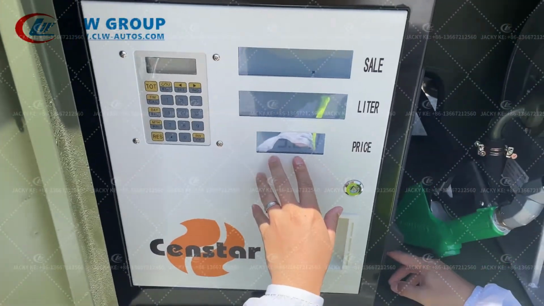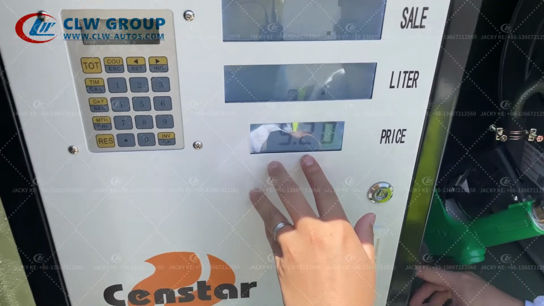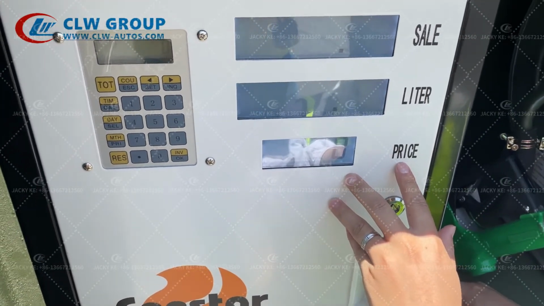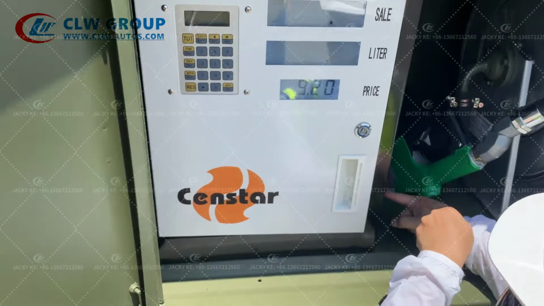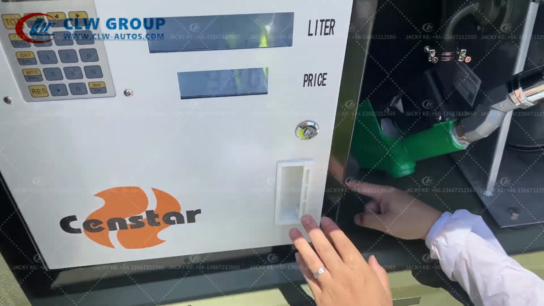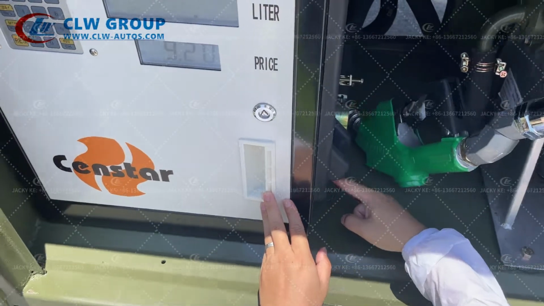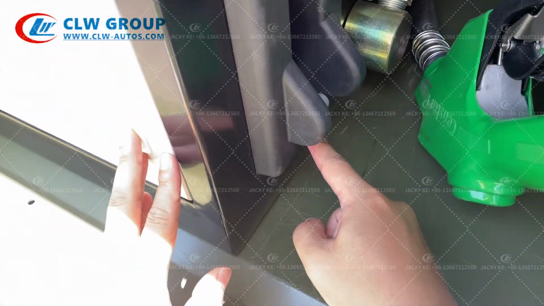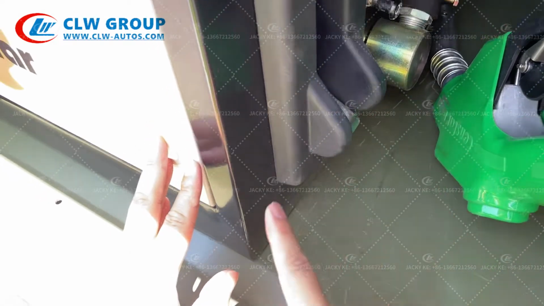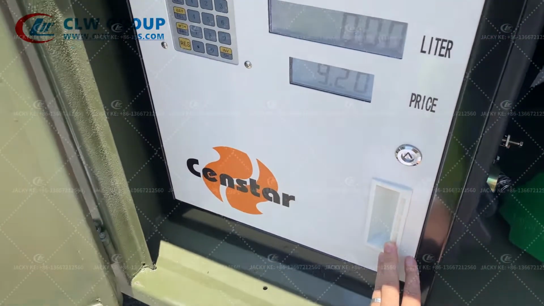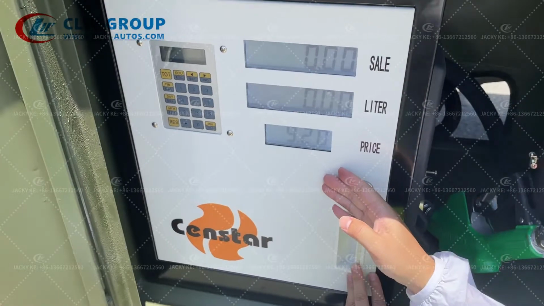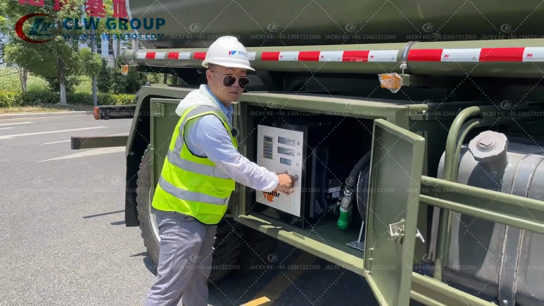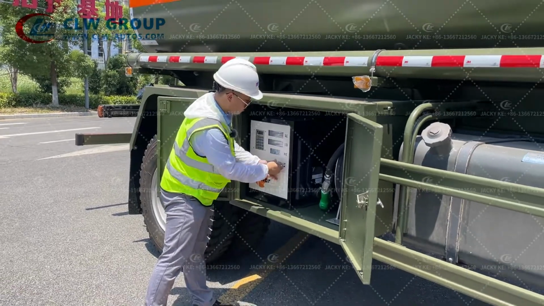The number of this screen is changed to 9.2, and this screen shows the price in this position. After this, we turn back this switch to the original position. So now we finished the operation. So after the price setting, we close this door.